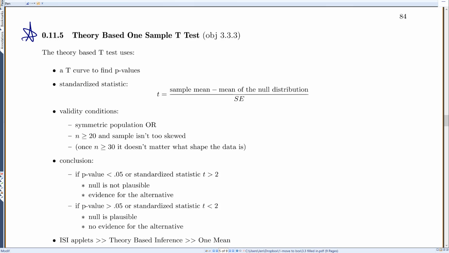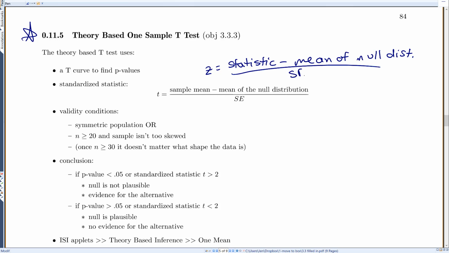Okay, so the theory-based t-test uses a t-curve to find p-values. So instead of a normal curve or a z-curve, it uses a t-curve. It has a standardized statistic. So remember before our standardized statistics, where z equals our statistic minus the mean of the null distribution over the SD of the null distribution. So that's what we've always been using.